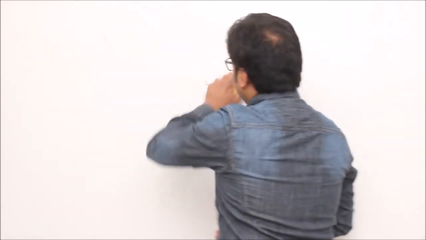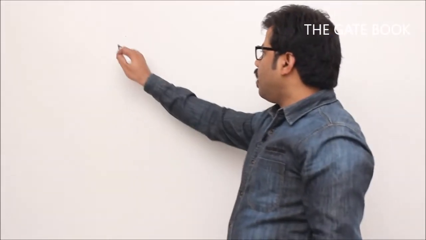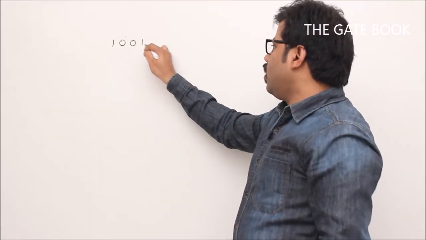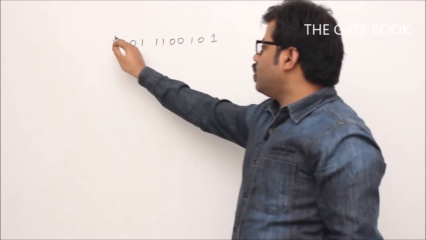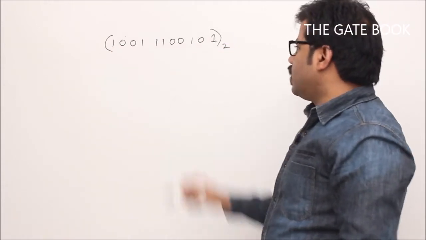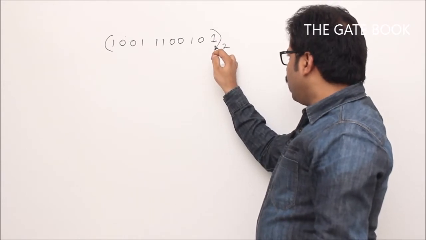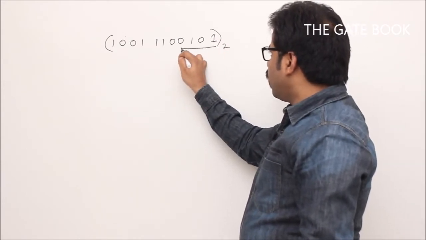Similarly, we can convert binary to hexadecimal. We will see that. For example, you have 1001, 1100, something 101. How to convert this to hexadecimal we will see. From the right side, take 4 digits and group them.